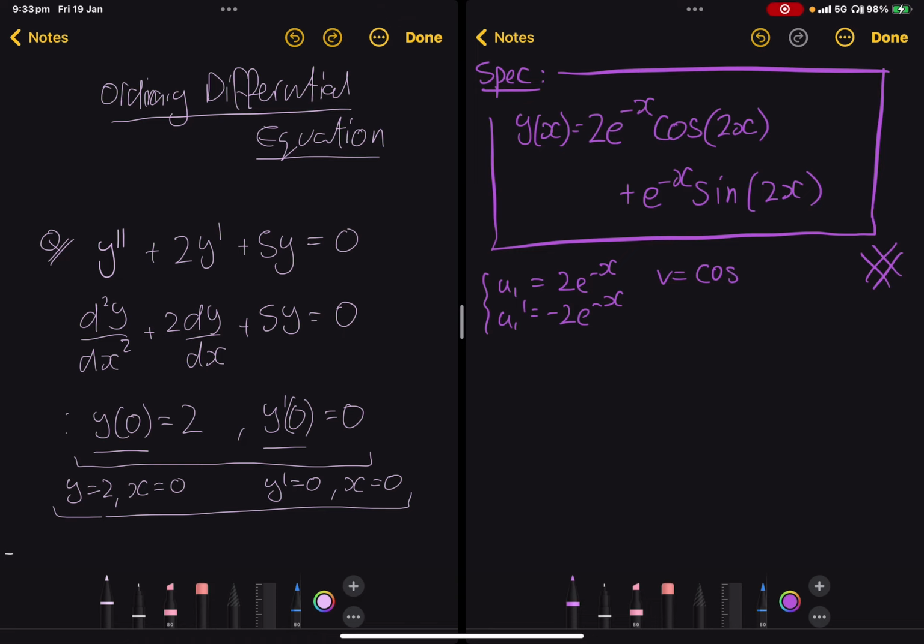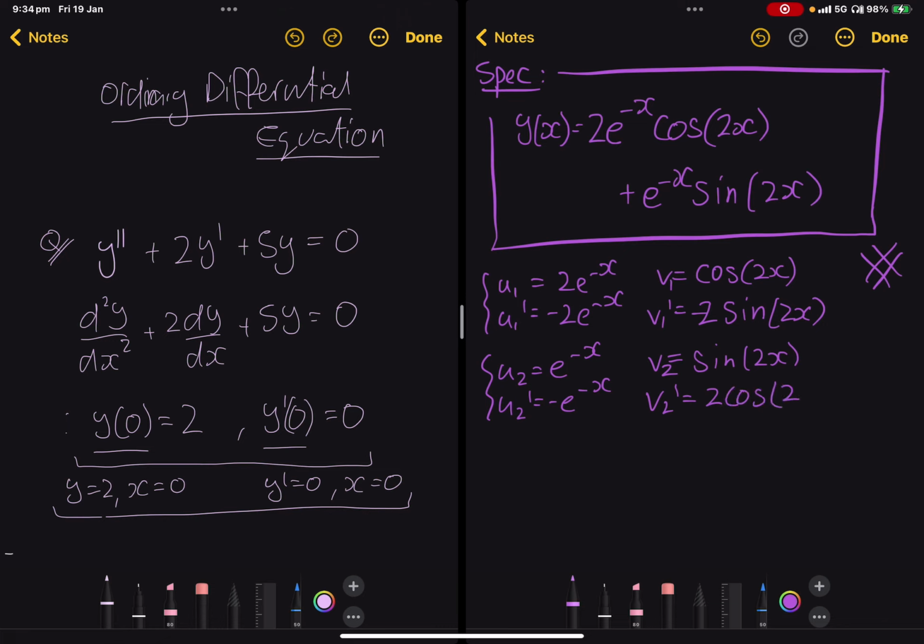v is cosine of 2x. v1 is cosine of 2x. v1 prime is minus 2 sine of 2x. And then our second product rule, u2 will be equal to e to the minus x. u2 prime will be minus e to the minus x. v2 will be sine of 2x. v2 prime will be equal to 2 cosine 2x.